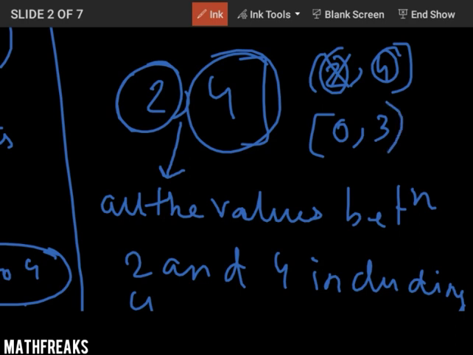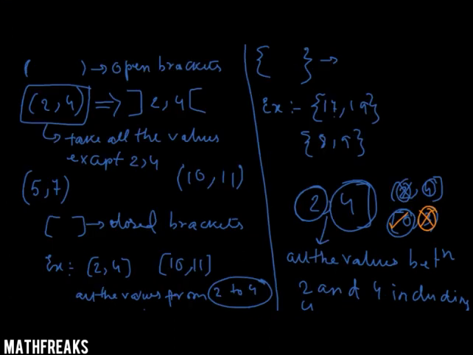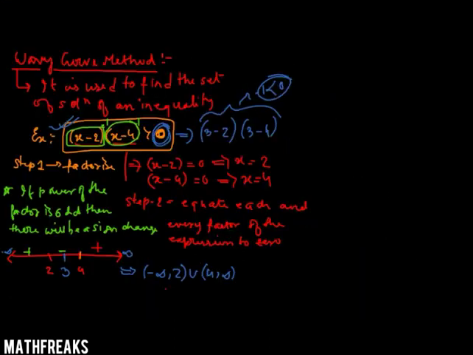Read this as I have said: 0 is closed. What do we mean by that? We mean that 0 is included and 3 is open, that is, 3 is not included. Another like this, you can practice it by yourself, right? I hope that the notations are clear and this one is also clear, the wavy curve method. Now let us practice some questions.